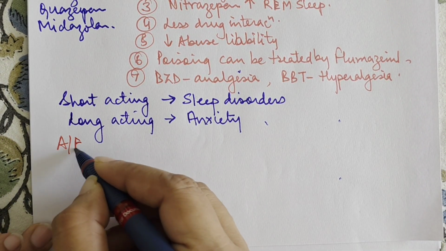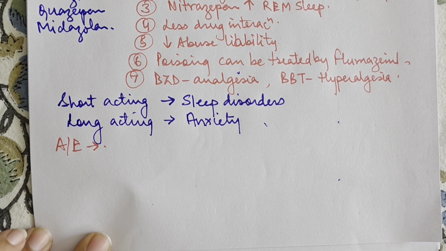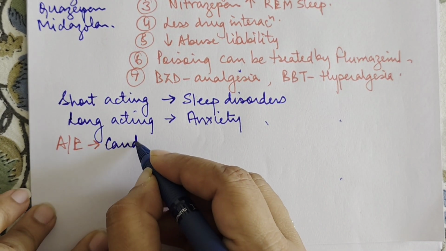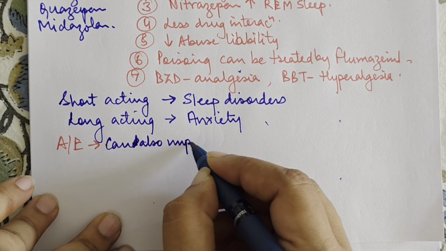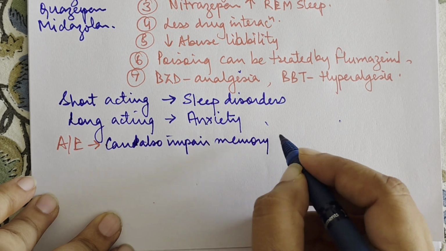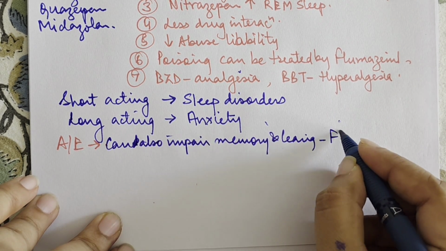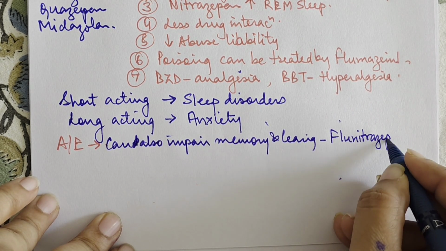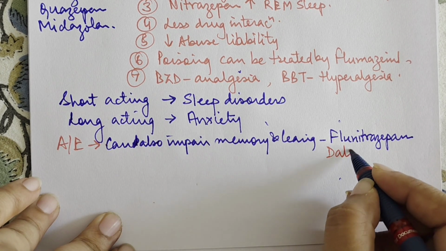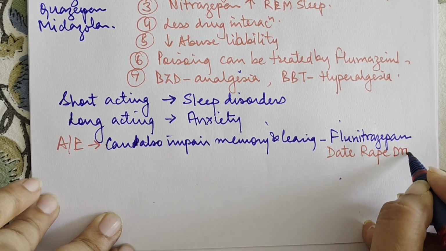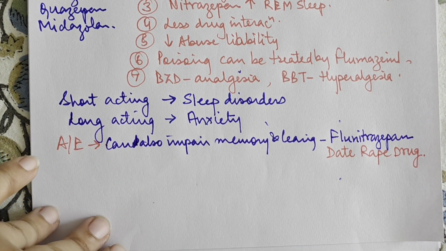Okay, now let us see the adverse effects. What are the adverse effects? Now they are usually quite safe, and they can also impair memory and learning. And there is a drug, flunitrazepam, which is also called a date rape drug because it produces amnesia, and so the memory is not there.